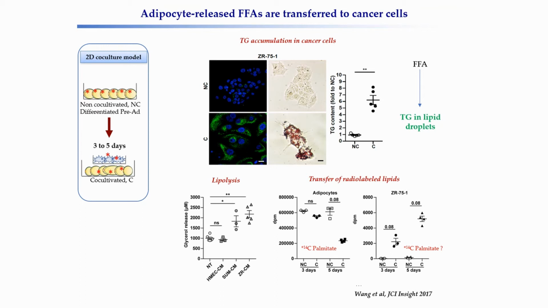And as I told you before, you have an induction of lipolysis. Here are the two cancer cell lines that we use. It is breast cancer cells. And as you can see here, when we use normal mammary epithelial cells, we didn't induce lipolysis in adipocytes. It was clearly similar to the control.